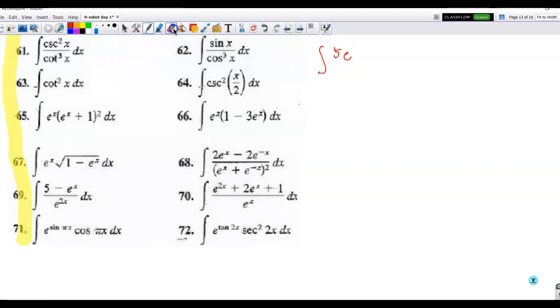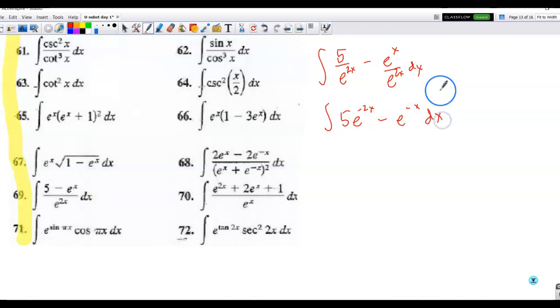Let me do the rewrite just so you can see that, because many of you are doing the break apart just fine. Some of you are struggling with break apart. So if I break that apart, that's 5 over e to the 2x power minus e to the x over e to the 2x. Simplified, that becomes 5e to the negative 2x minus, now when you have e to the power, you subtract the powers, so that would become e to the negative x. Now, if these had been e to the positive x, I'd be really happy, but not.